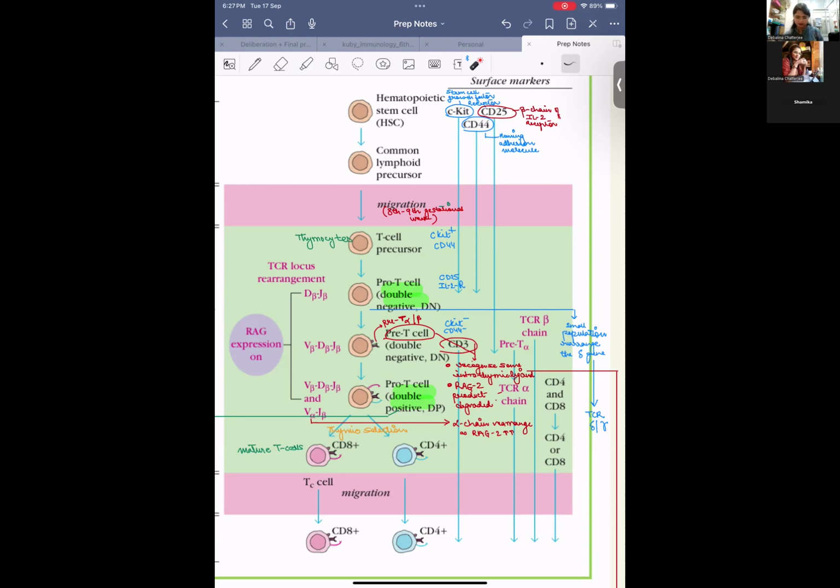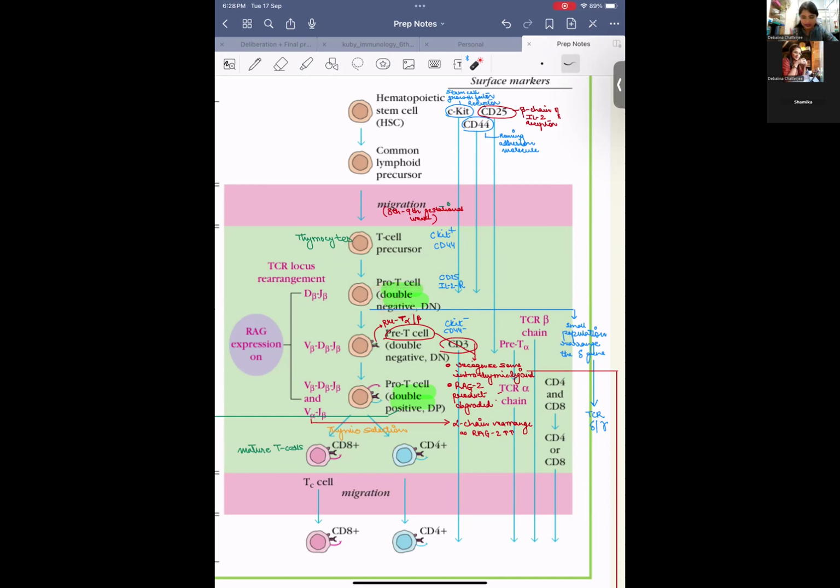So for a double negative cell, we understand that it continues to have the IL-2 receptor, while the c-KIT and CD44 surface markers are now downregulated. So this cell is known as the pro T cell or a double negative cell.